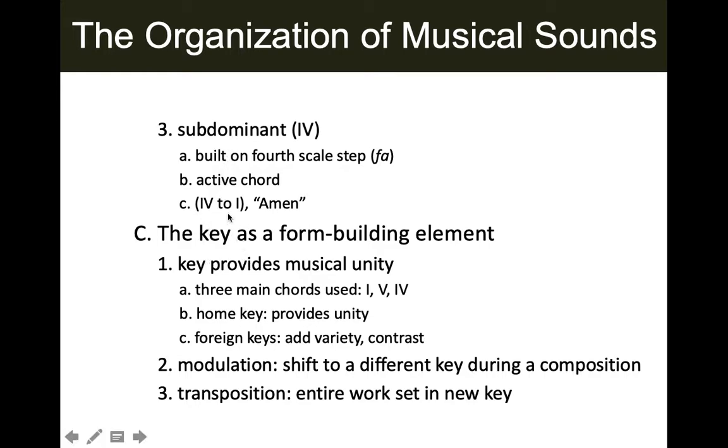The subdominant chord, if you use this type of progression, so going from 4 to 1, it's the Amen that you hear at the end of a lot of hymns, and that's what that progression is. So I don't know, might make some of you excited about that next time you go to church and you're singing and you hear that.